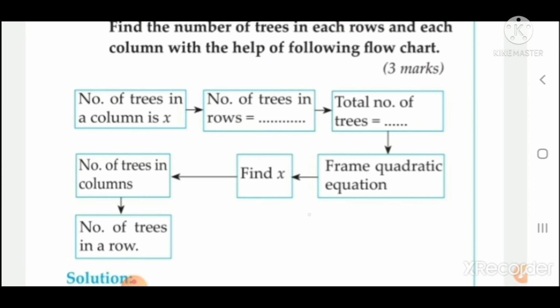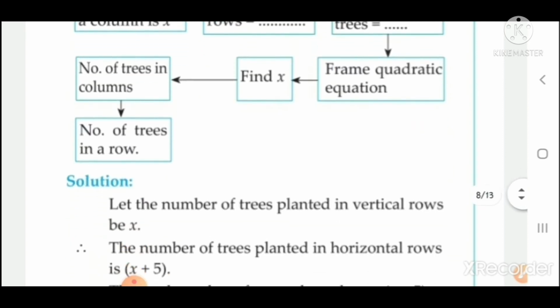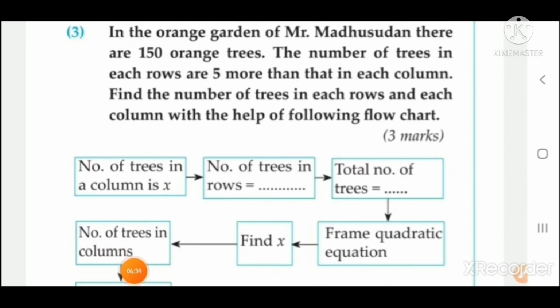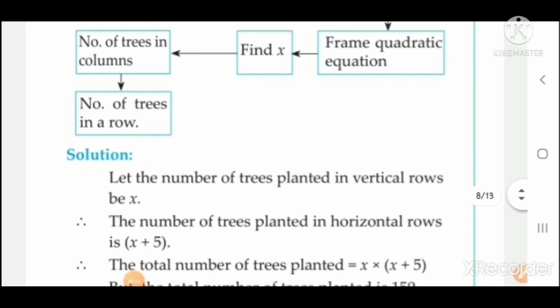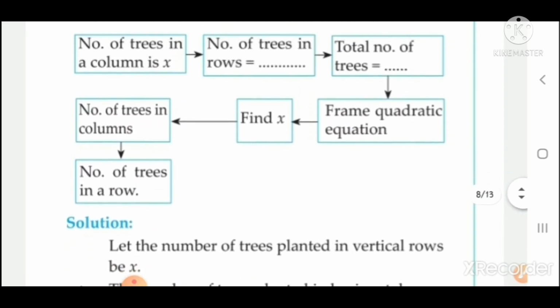So these are the steps of how you are going to solve this. This is given to you. So we'll see here with the help of these boxes you are going to solve this. First of all, what they have told, take the number of trees in column be x. So we'll write let the number of trees planted in column, that is vertical rows, right? Vertical row or column, one and the same thing, x.